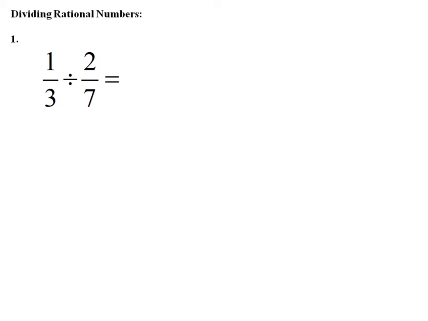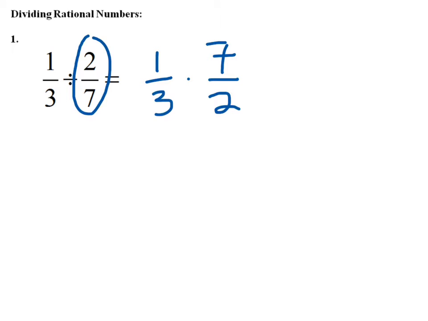If I have 1/3 divided by 2/7, what we do is we actually multiply the first rational number by the reciprocal of the second number. So we flip this second fraction around and we end up with the product of 1/3 times 7/2.